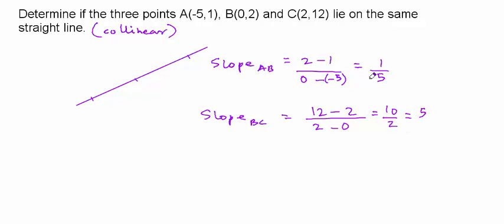And 1/5 is not the same as 5. Therefore, the slope between these 2 points is not the same as the slope between these 2 points, which means the 3 points cannot be on the same straight line. So the answer is a big no.